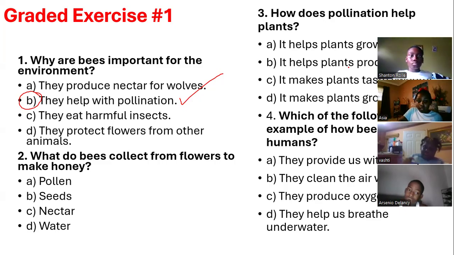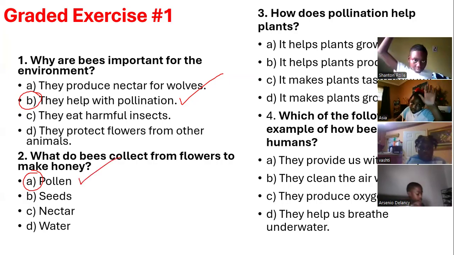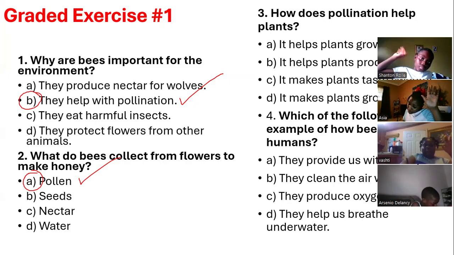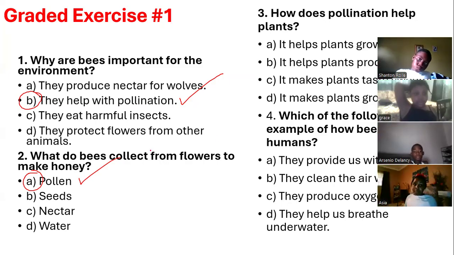All right. Number two, what do bees collect from flowers to make honey? What do they collect? Pollen. They collect pollen. How many persons got that? I got that. Okay. Raise your hand if you got that. Number two. Good. Arsenio, did you get it? Okay, thank you. Sending this work as well.